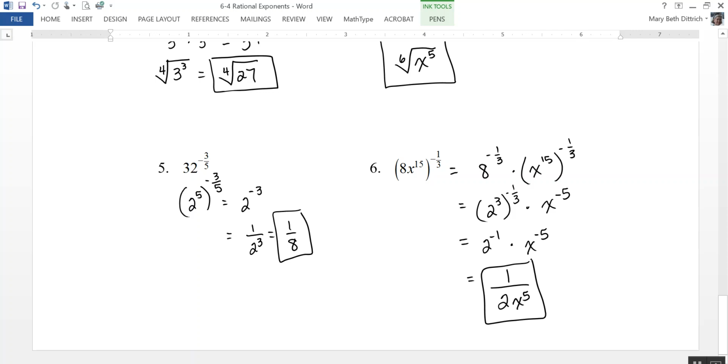So in this section, we took a look at rational exponents, basically exponents that can be written as fractions. We learned that all of the properties of integer exponents also apply to rational exponents. We did a couple examples of turning something from radical form into exponential form and from exponential form into radical form, and then how to simplify several expressions.